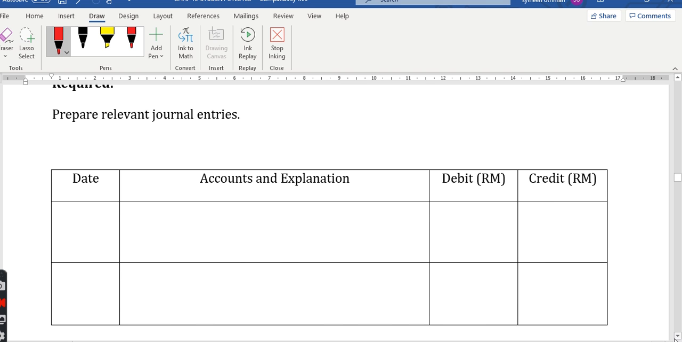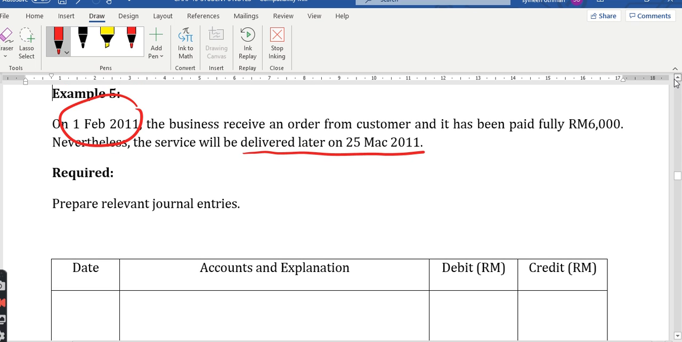So the question requires you to prepare relevant journal entries. That means I have two different journal entries. One is on the 1st of February 2011, and the second journal is when you recognize the revenue, that is on the 25th of March.